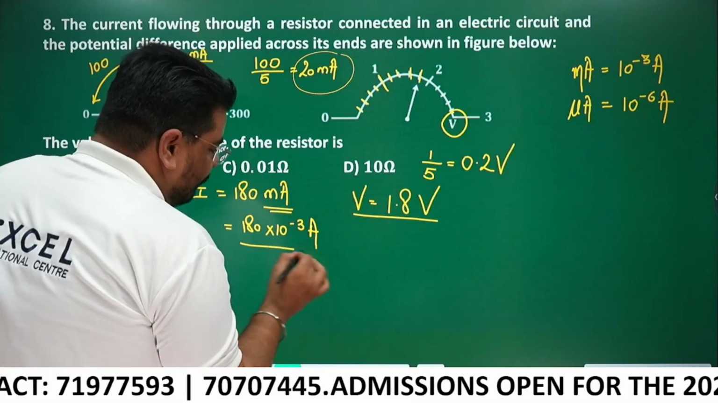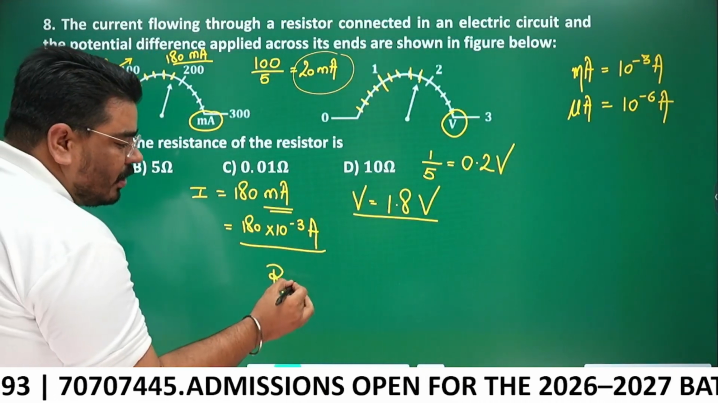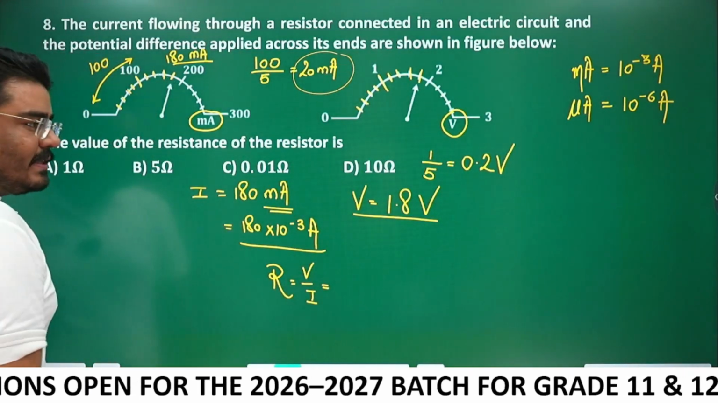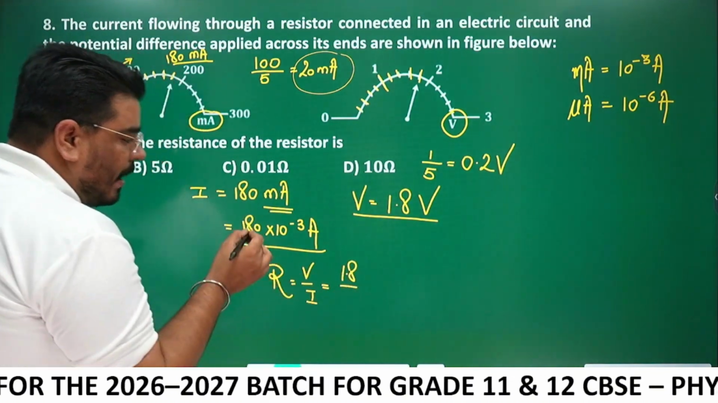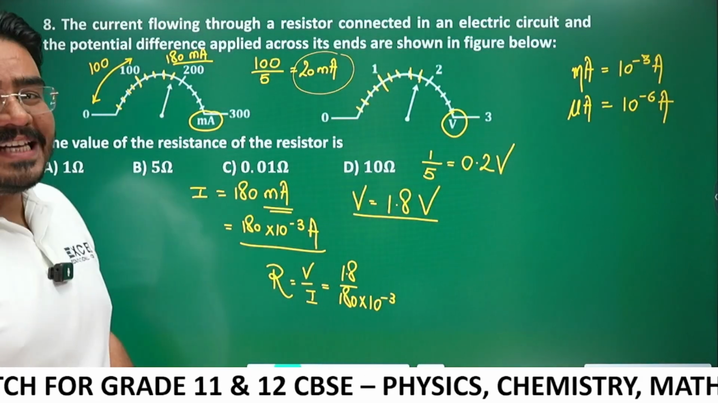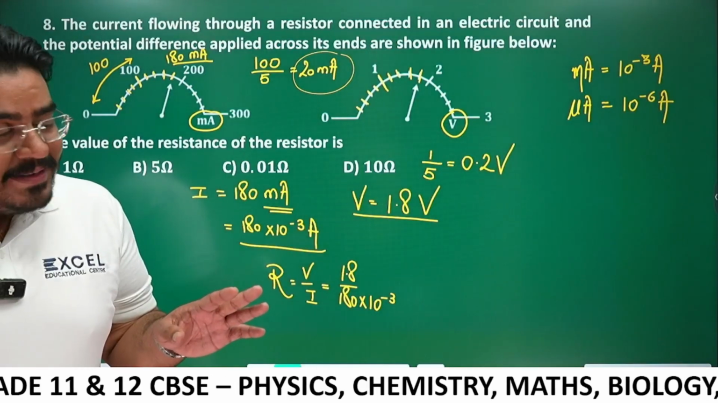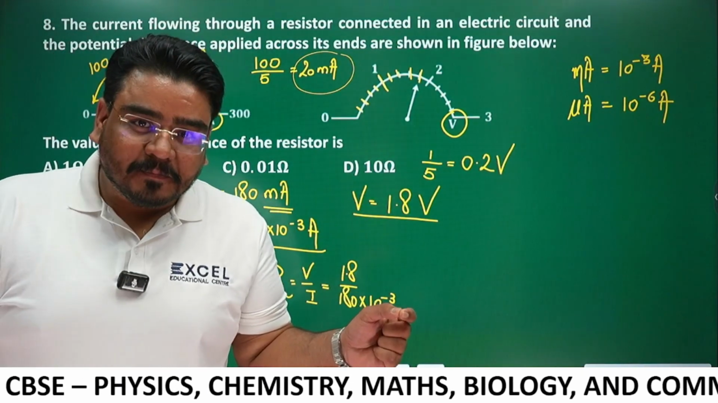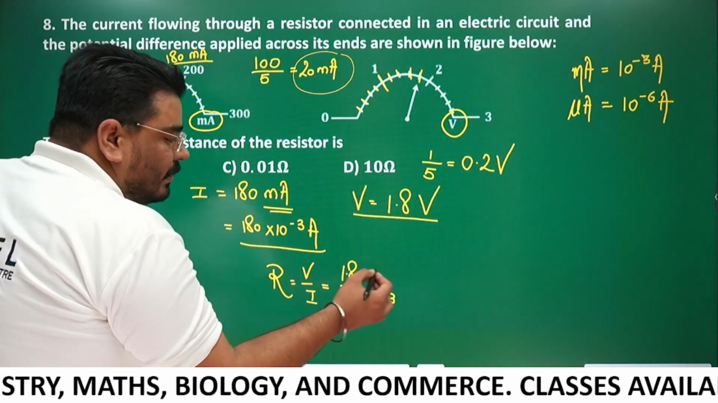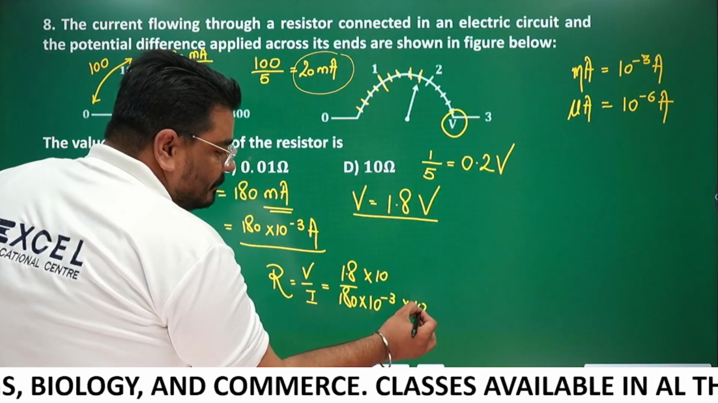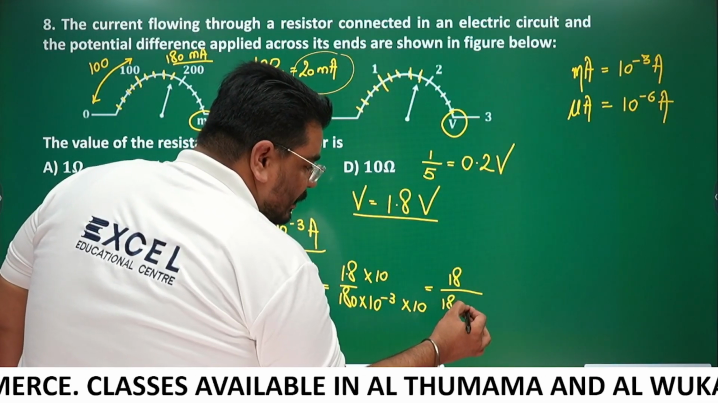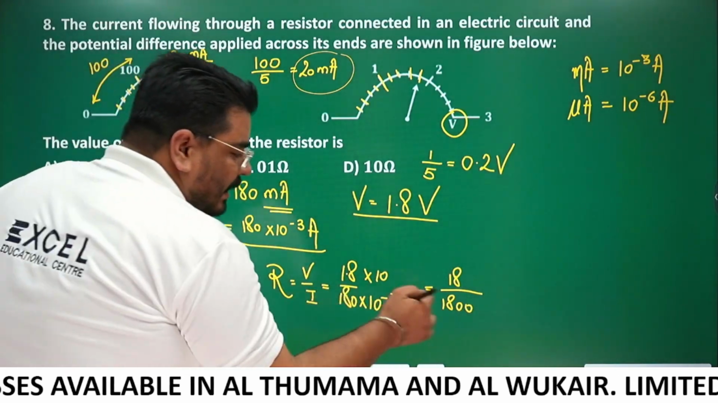If we have the current, finding R is not a big deal. I can write according to Ohm's law, V by I is the resistance. Voltage is 1.8 divided by 180 into 10 to power minus 3. Now, many students I have seen mess around with the mathematics. Physics is not tough. Sometimes mathematics is. But please be very careful with the calculation. When you have 1.8, some students have a habit of multiplying and dividing with 10. What will I get? I will get 18 by 1800. How? This 10 got multiplied.